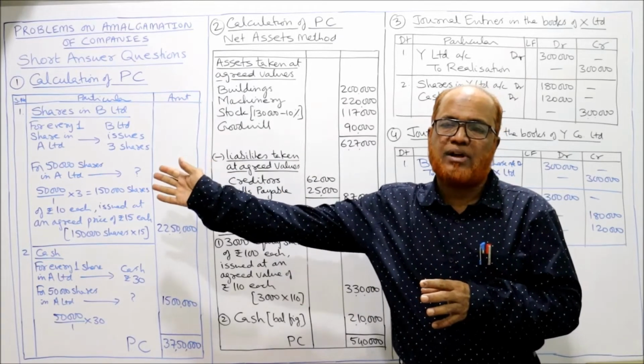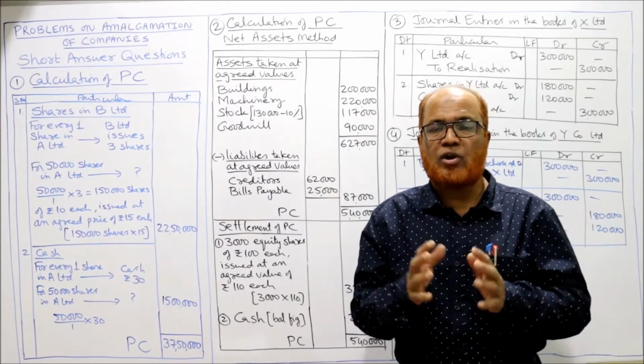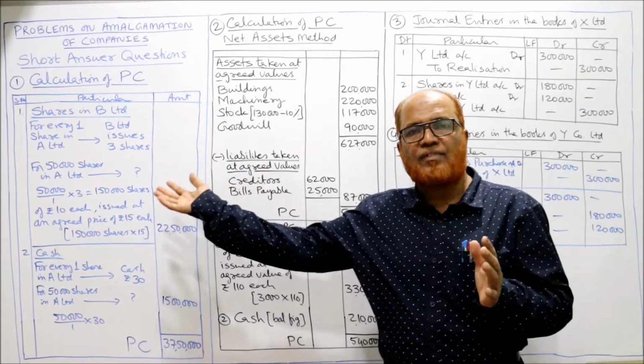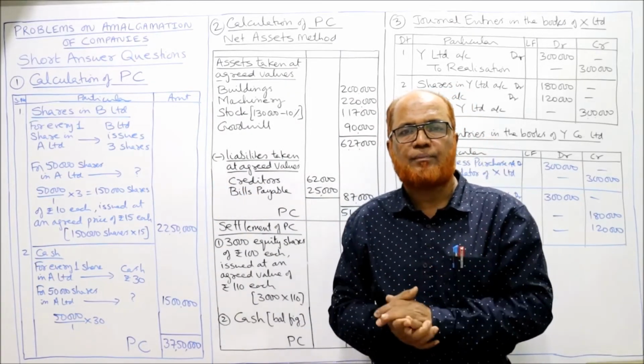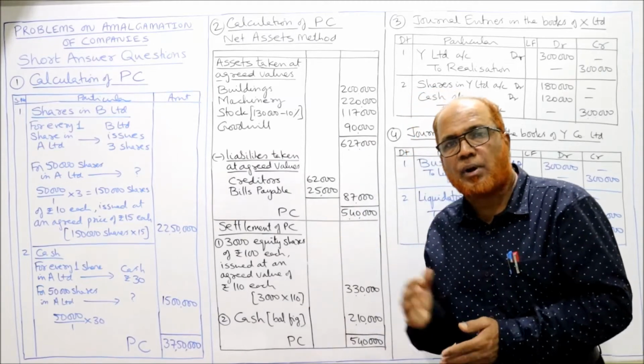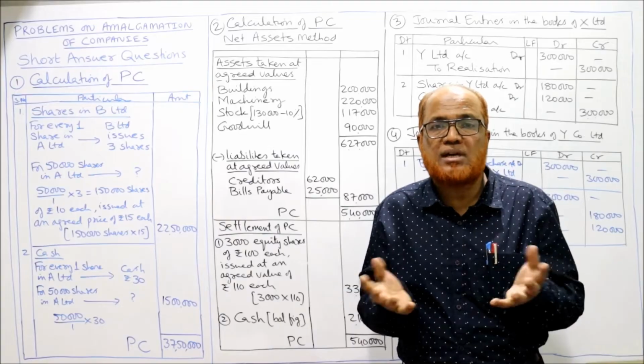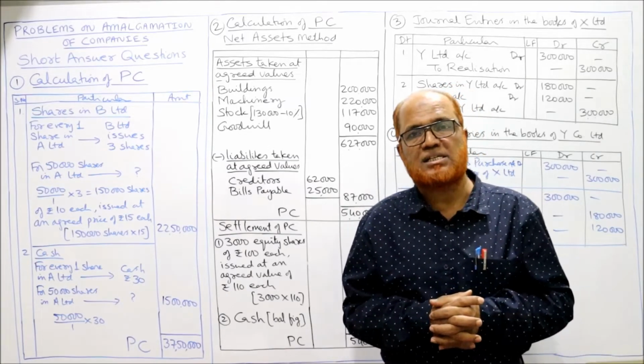The first problem we have done on the net payment method. Second problem, net assets method. What is the difference between these two? In the first problem, all the forms of payments are given: how many shares are given, how much cash is given. In the second problem, cash is not given. Balance in cash it is saying. We don't know how much is the cash. So we apply the net assets method.